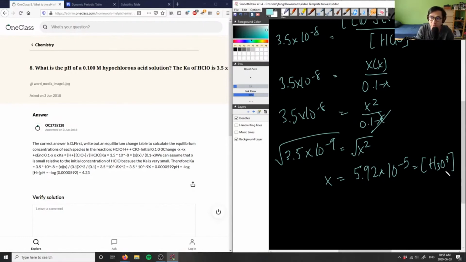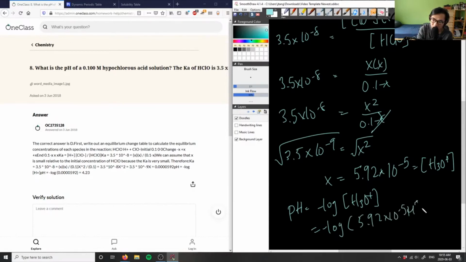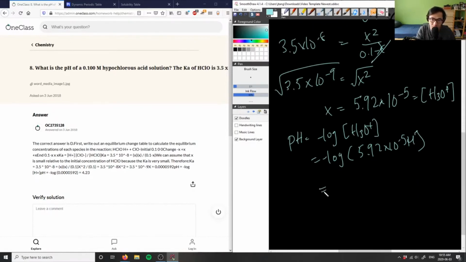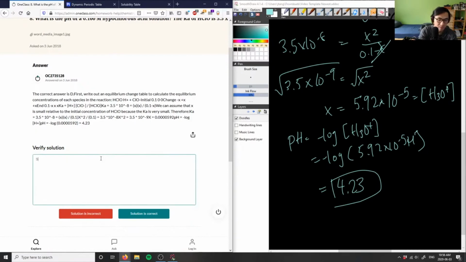And finally, what we can do is solve for the pH, right? So pH is simply the negative log of our hydronium ion concentration, which we know is 5.92 times 10 to the negative 5 molar here. So pH is going to equal 4.23. So this solution here is correct because they had 4.23 as the solution. As you can see, 0.0000592 is 5.92 times 10 to the negative 5. So this solution is correct.